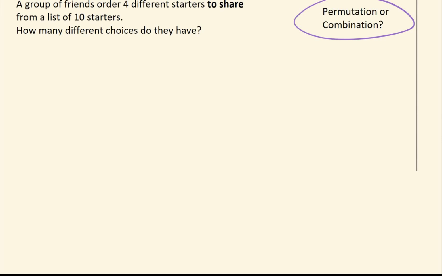The other alternative was they had 4 different starters to share. Here the order doesn't matter, because if I order one starter and you order another, we can both share them anyway, so it doesn't matter which person orders which starter. That makes it a combination, so you would then do 10C4. Okay, and that's it.